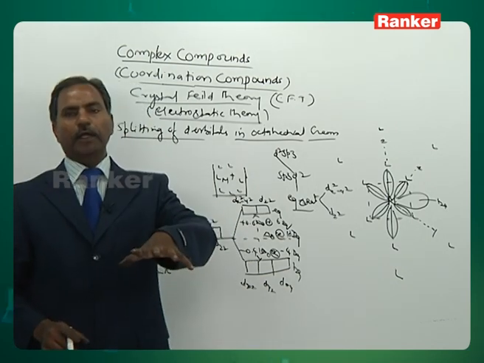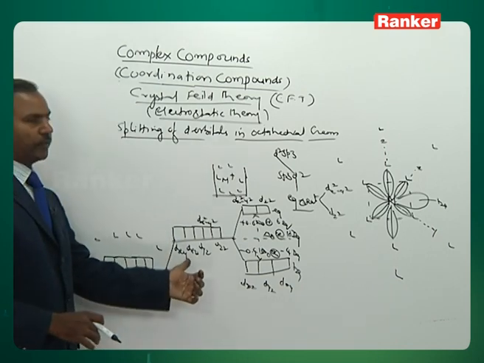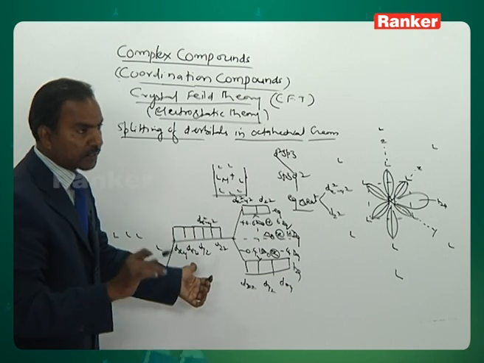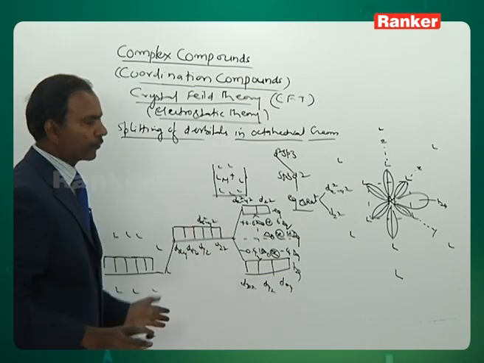By this, all the 5 d orbitals increase their energy. First they are lower in energy, then increasing their energy. But degeneracy is not lifted. They are remaining in the degenerate level. They are not splitting.